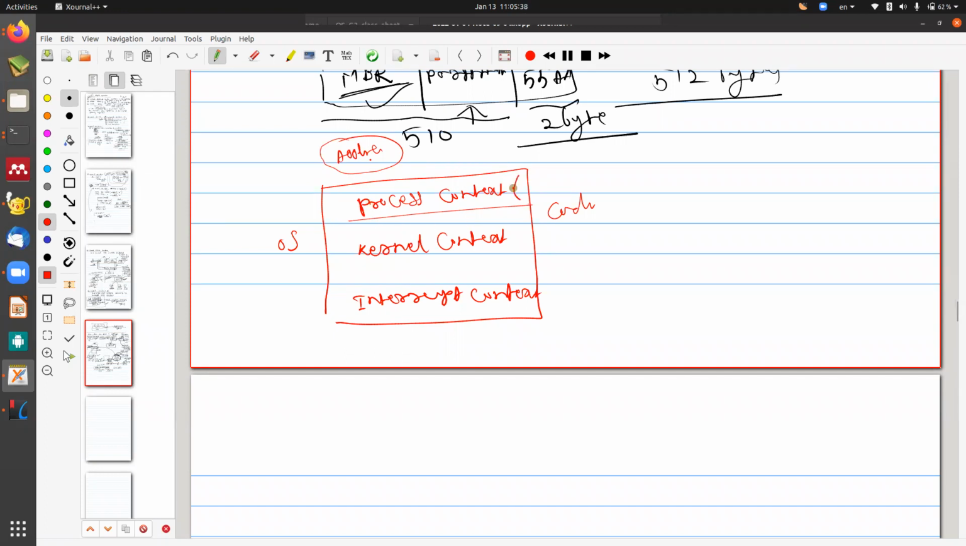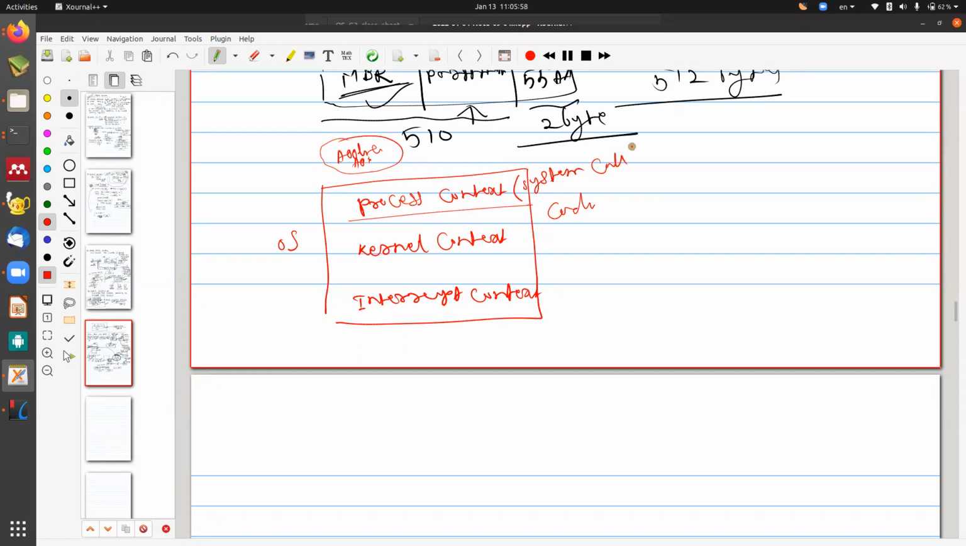And this process context is basically the code through which the application programs can access the OS. Tell me. Sir, the APIs. No, APIs belong to this. Sir, the system calls. Very nice. This is called a system call.